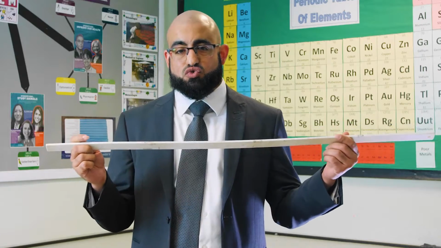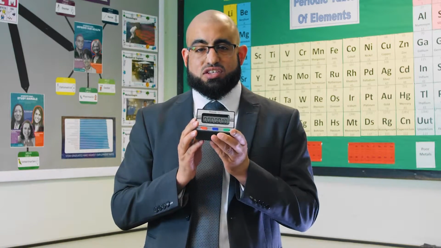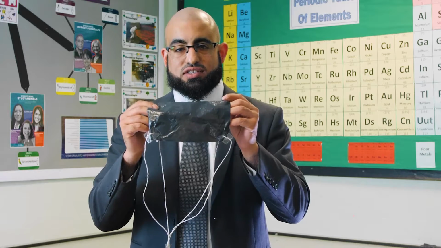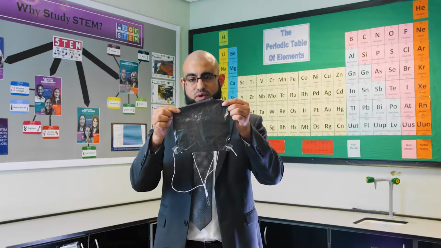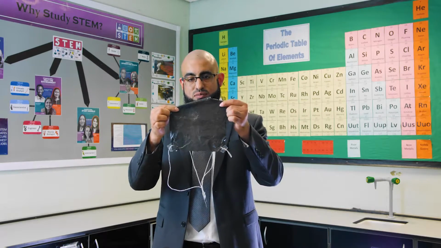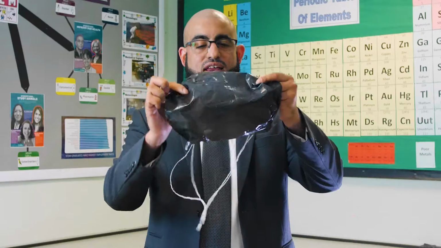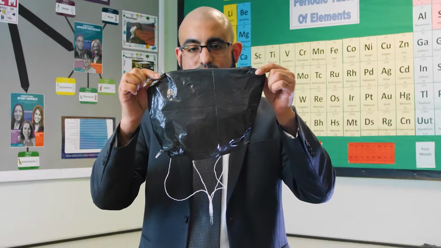You're going to need a meter rule stick. You are going to need a stop clock. And you are going to need two parachutes of two different sizes. Okay. You can use one that's quite small like this, about 15 centimeters by 15 centimeters. And then you are going to make a slightly larger one, 25 centimeters by 25 centimeters.